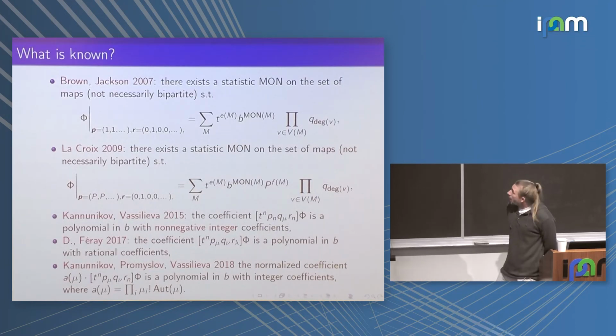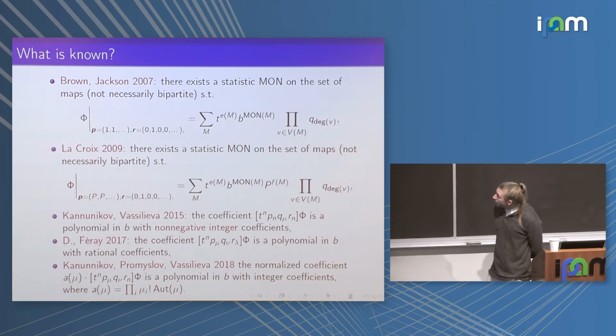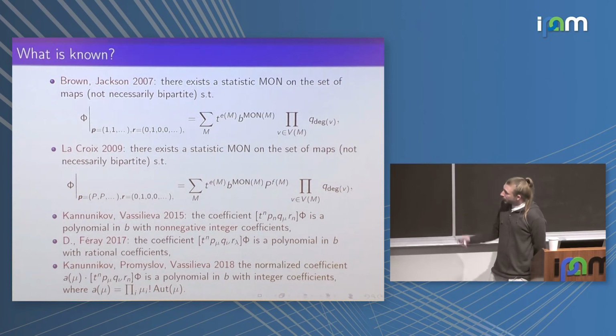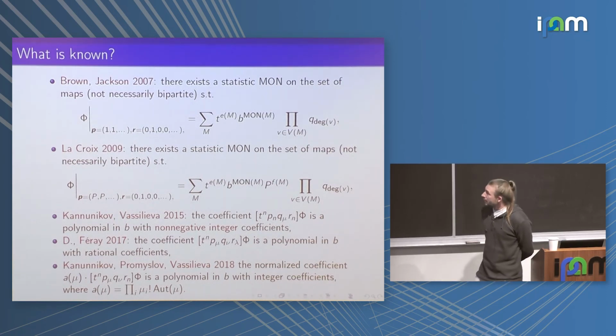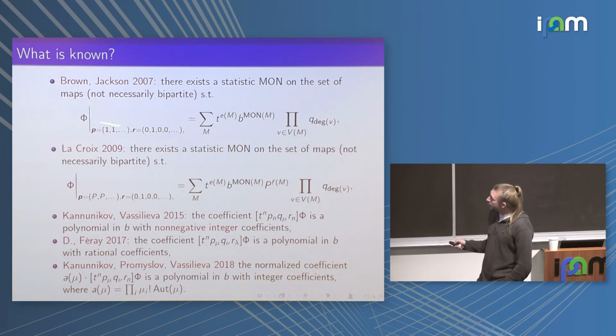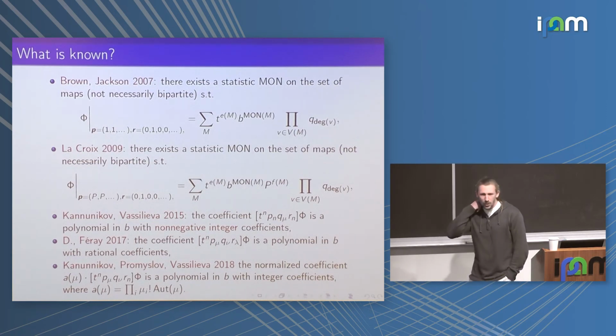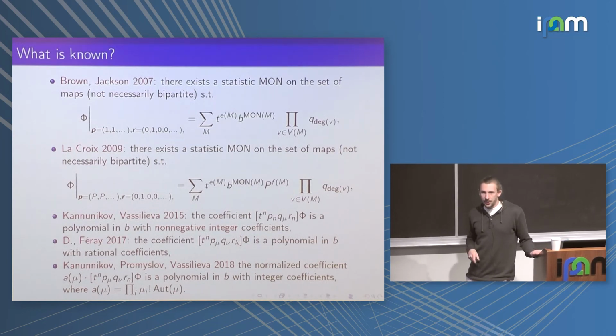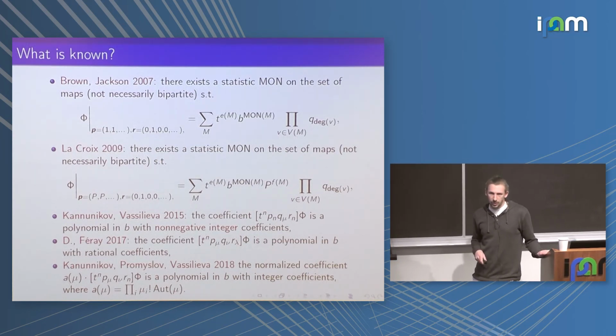So what is known? Not that much, actually. The first result was due to Brown and Jackson, and they proved the following specialization. First of all, they specialized R to (0, 1, 0, 0, 0). So what does it mean combinatorially? It means that you are killing all the white vertices except the vertices of degree 2.